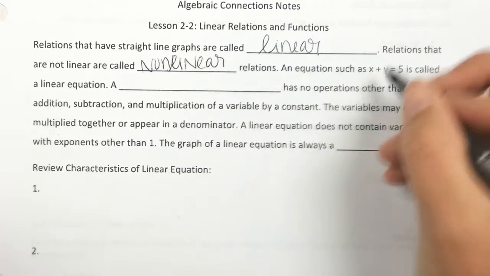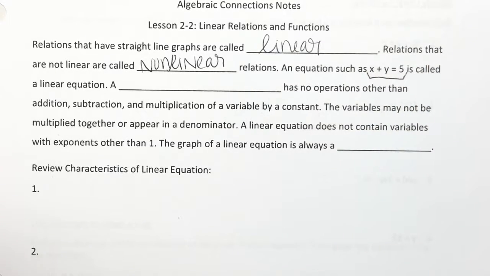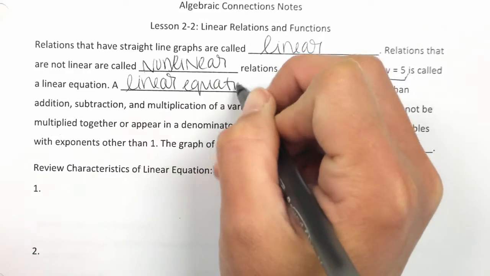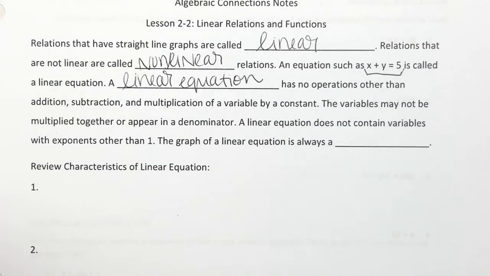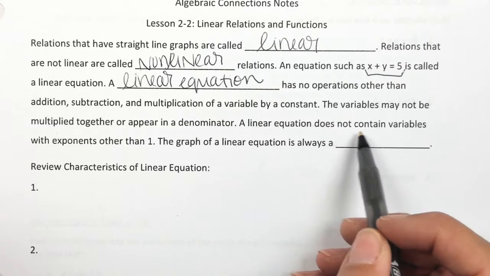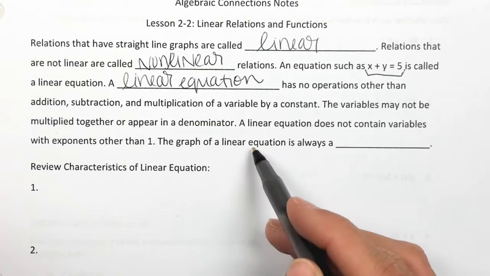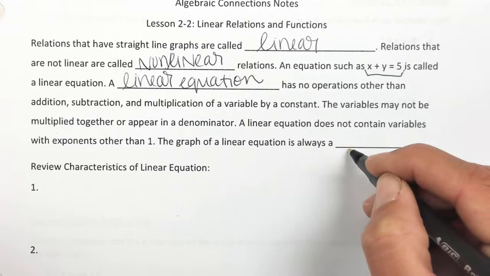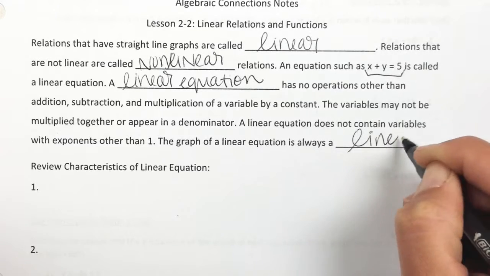So if you had an equation like x plus y equals 5, kind of like our bell ringer, it's called a linear equation. And a linear equation has no operations other than addition, subtraction, and multiplication of a variable by a constant. And the variables also must not be multiplied together or appear in the denominator. A linear equation does not contain variables with exponents other than 1. The graph of a linear equation is always a line. Remember, linear and line go together?